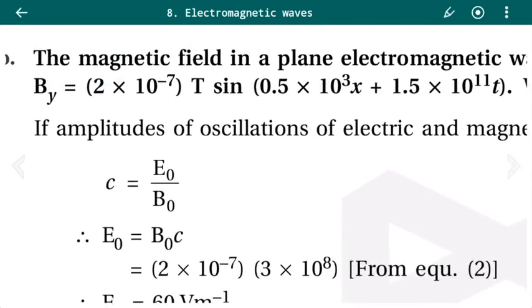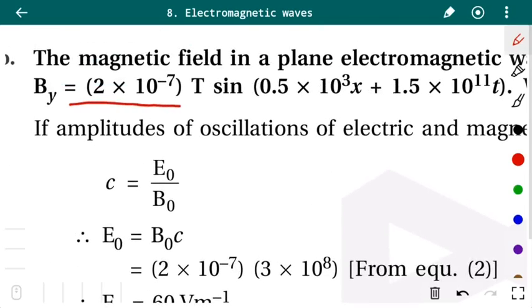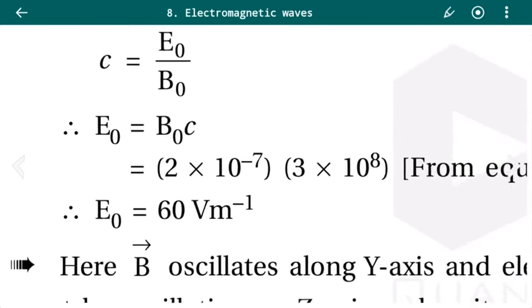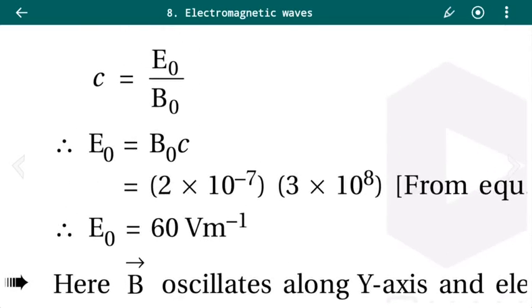Now in this expression, 2 into 10 raised to minus 7 is B0, that is the amplitude of the magnetic field. So using that, 2 into 10 raised to minus 7, and C is 3 into 10 raised to 8. When we solve this, we get 60 volt per meter, that is E0 is 60 volt per meter.